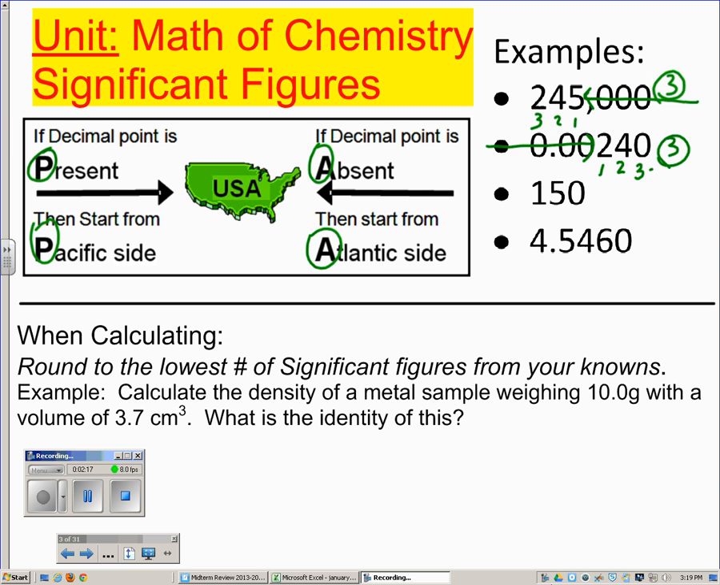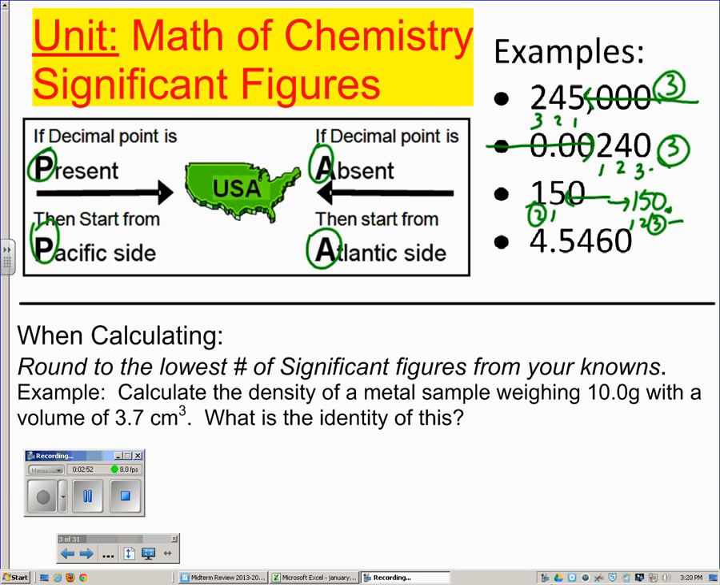In the next example, there is no decimal. Go to the Atlantic side, go in till you find a number that's not a 0. Count every number thereafter, 1, 2, so there are 2 significant figures. If the decimal was present here, 150 point, we'd go to the Pacific side, go in until we find a number that's not a 0, and count. That would make 3 significant figures, not 2, like in the example when the decimal was absent.